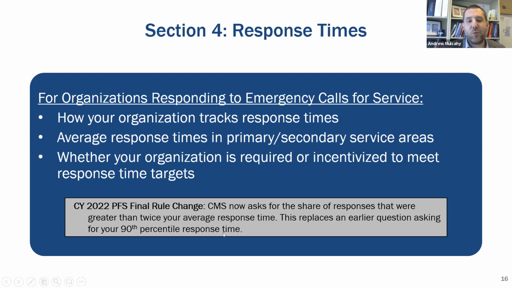And so there was an original question asking for this 90th percentile response time that was difficult for many organizations to track and report. One of the changes in Section 4 is to now ask for the average response time and also the share of responses where the response time is greater than twice that average, which might be a little easier for folks to track and report.